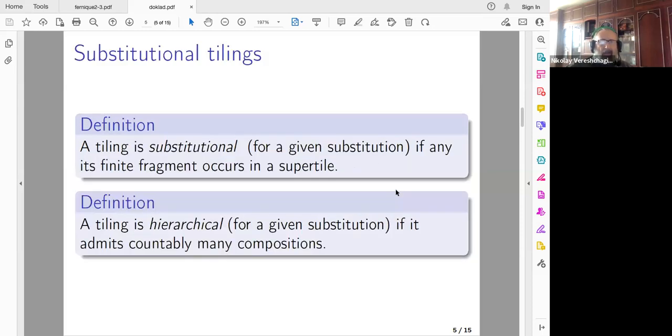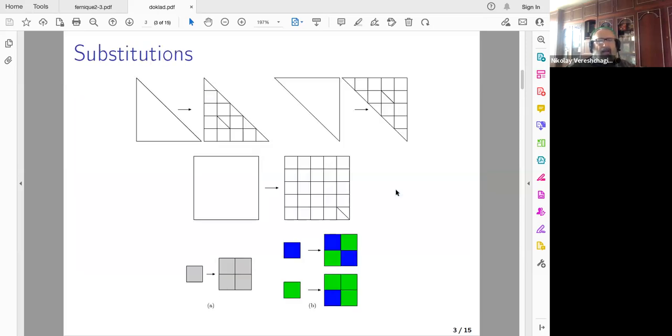For example, this gray substitution doesn't have that property. We can tile the entire plane in such a way that it has 4 different compositions. For this green-blue substitution, I don't actually know if it has this property or not. And also I don't know if this property holds for the first substitution.